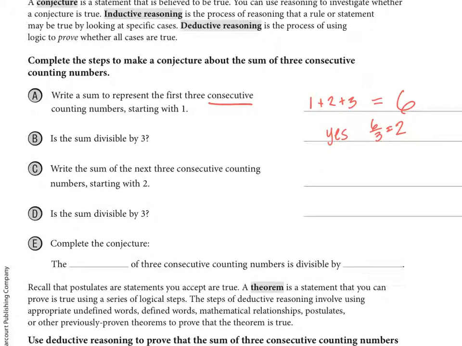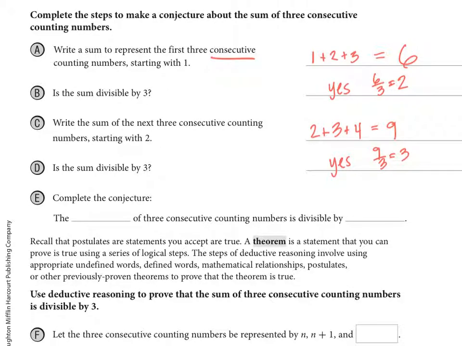Part C, write the sum of the next three consecutive counting numbers starting with 2. So if I start with 2, the next three consecutive counting numbers would be 3 and 4, and that would give us 9, it looks like. And is this divisible by 3? It is. So 9 divided by 3 is going to give us 3. So our conjecture, just by looking at those two very specific examples, you can think of this as inductive reasoning so far: the sum of three consecutive counting numbers is divisible by 3.